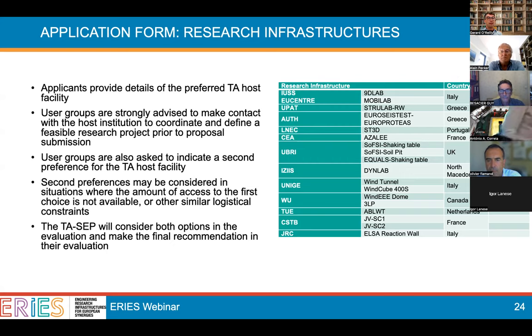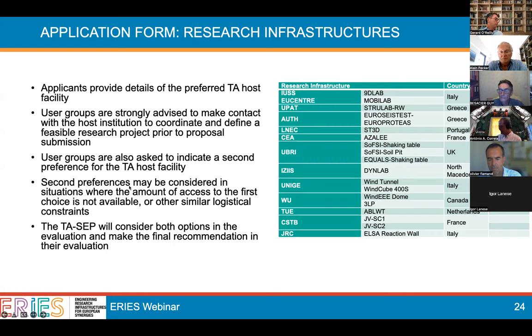The laboratory is physically in Italy, but it does not come under the restrictions of transnational access in the same way other laboratories do. So this means that a research group from Italy can actually apply to the laboratory at JRC. There's no limit on the transnational aspect of that. So sorry about that.